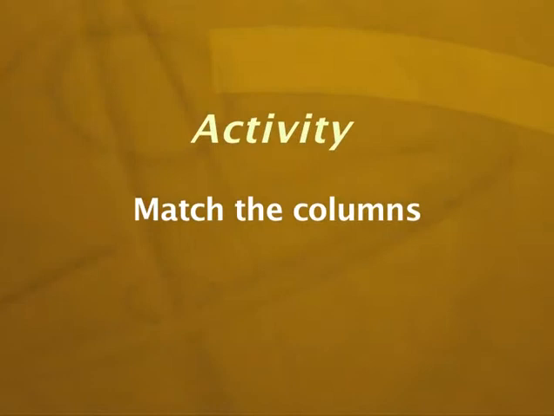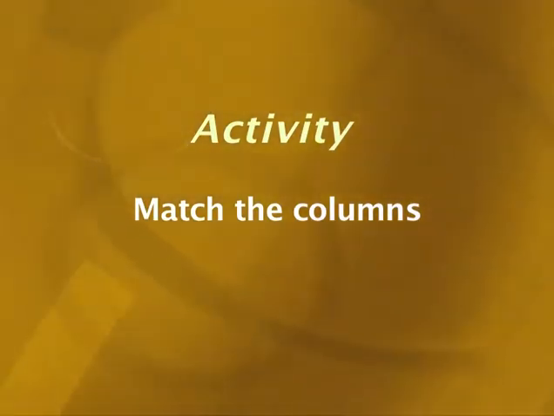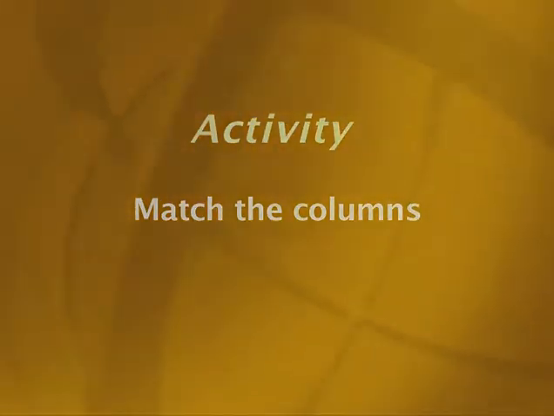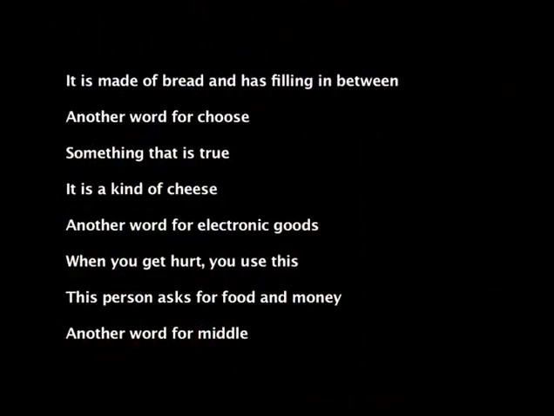Now we have another activity for you. In this activity, you have to match the columns with E and A sounding words. I'm going to read out column A for you first, followed by column B. I'll give you a minute to match the columns and then we'll discuss the answers. So, let's look at column A. The first statement. It is made of bread and has filling in between.